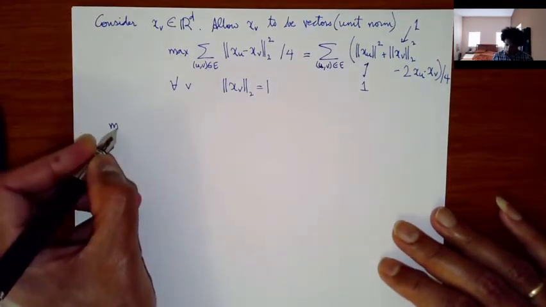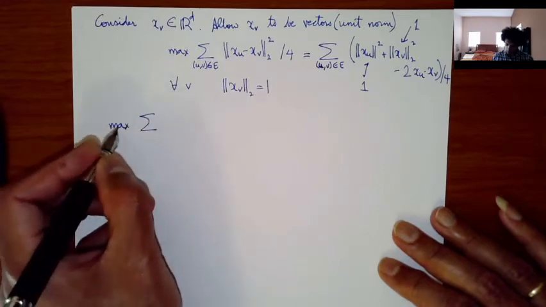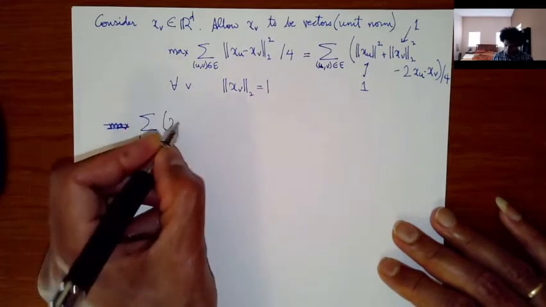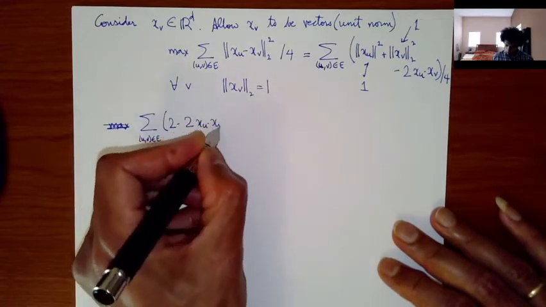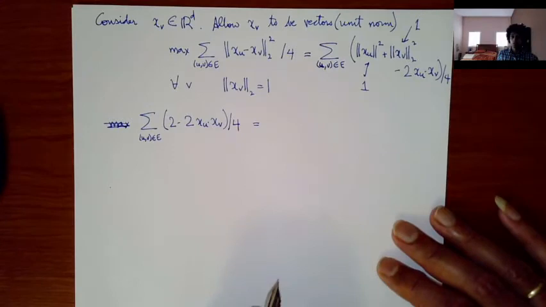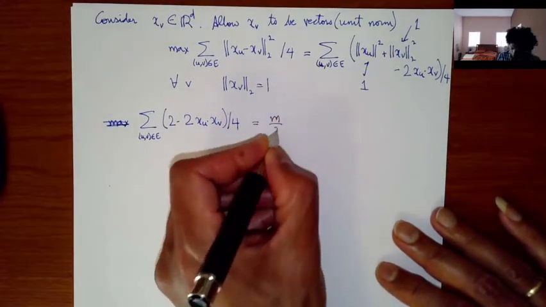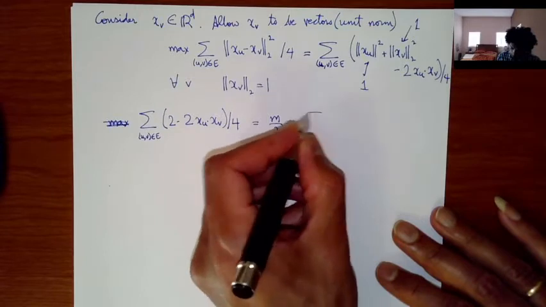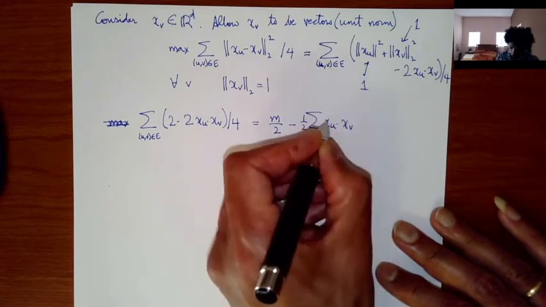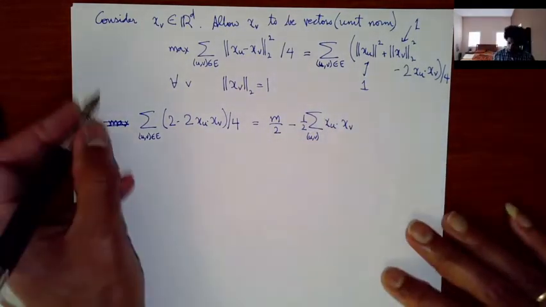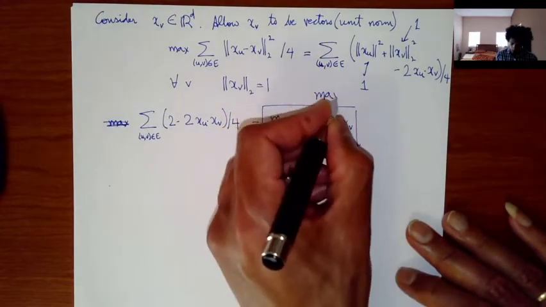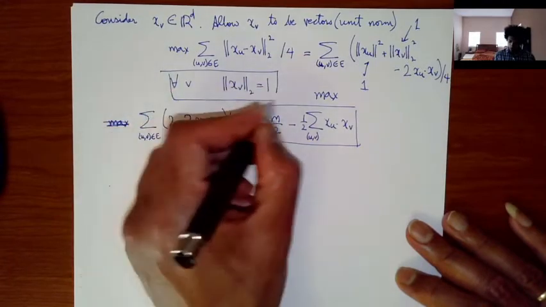And so if I write out what it is, what we want to do is maximize the summation. So let me ignore it. The expression becomes 2 minus 2 xu dot xv divided by 4, or moving things around, I get m over 2 minus half times the summation over all uv of xu dot xv. And this is now a dot product between vectors, right? So we want to maximize this under the constraint that all the norms are 1.